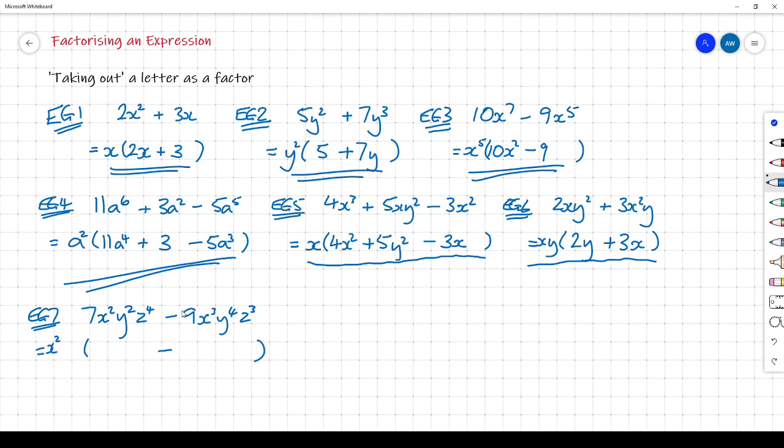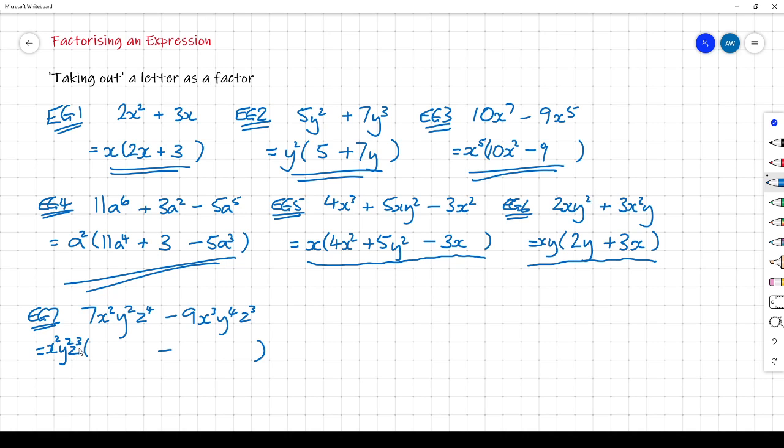What's the highest power of y? That goes up to y squared. That goes up to y to the power 4. So they can both give me y squared. This goes up to z to the power 4. This goes up to z cubed. I can divide both of those by z cubed. So I can take out x cubed, x squared, y squared, z cubed.